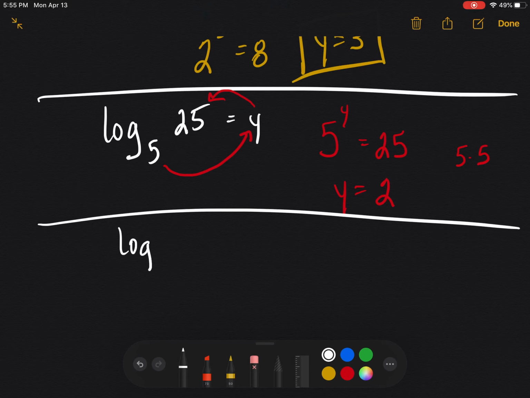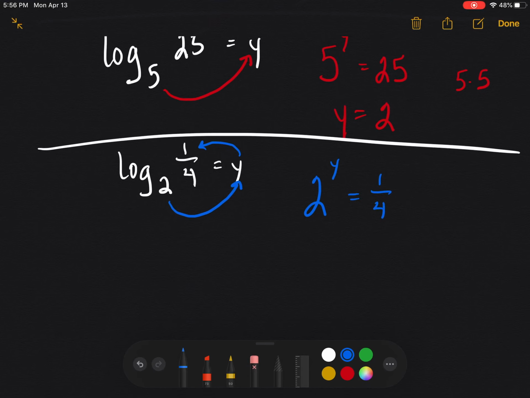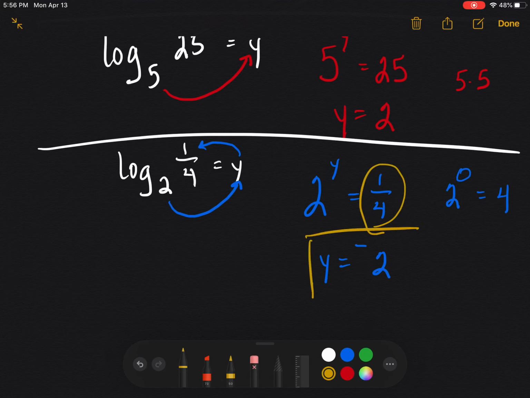How about log base 2 of 1/4? Set it equal to y. 2 to what power equals 1/4? Well, you have something in the basement, which means that y has to be negative. So it's got to be a negative number, and 2 to what power is going to give me 4? 2 to the second power, but because it's a 1/4, it's going to be negative 2 as your final answer.